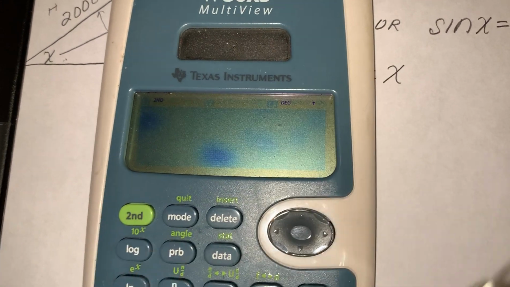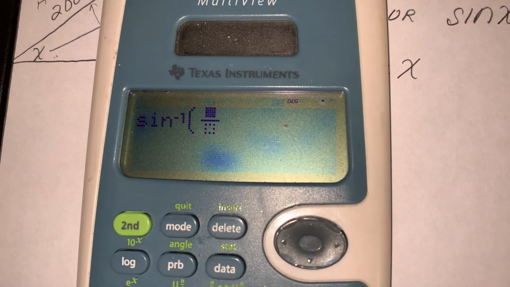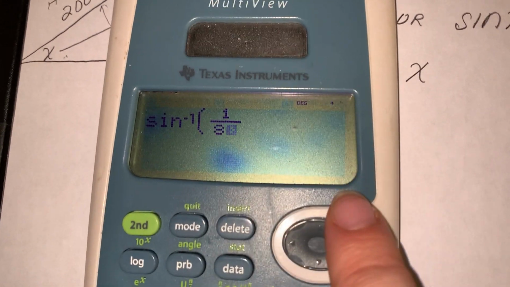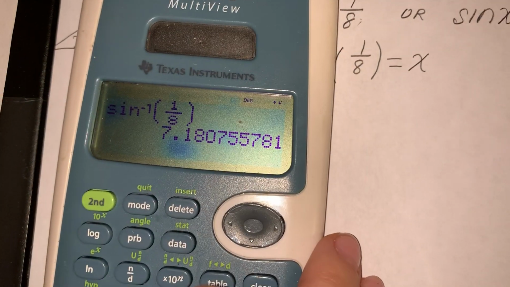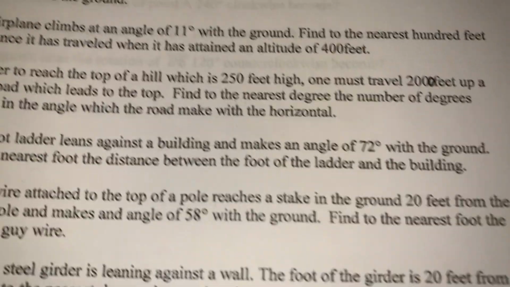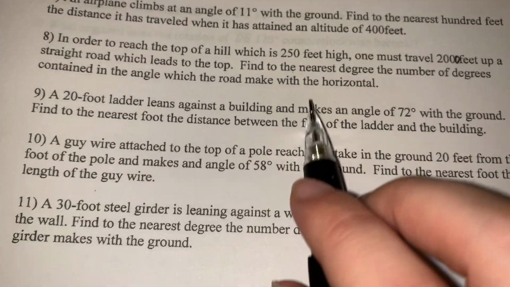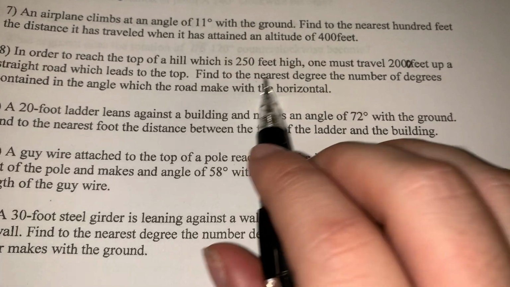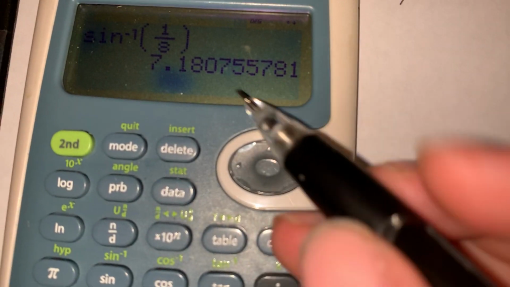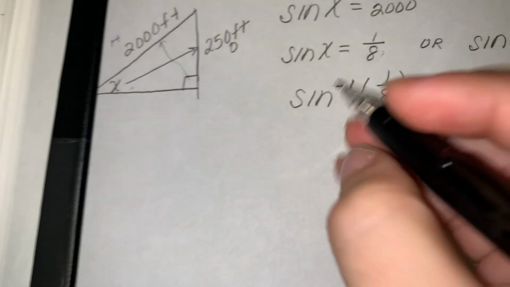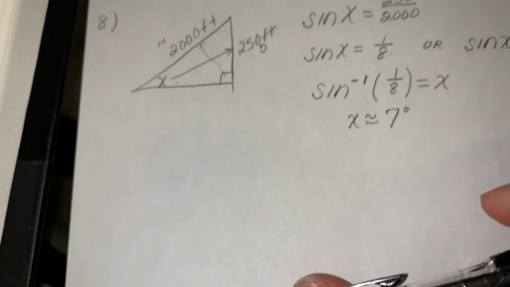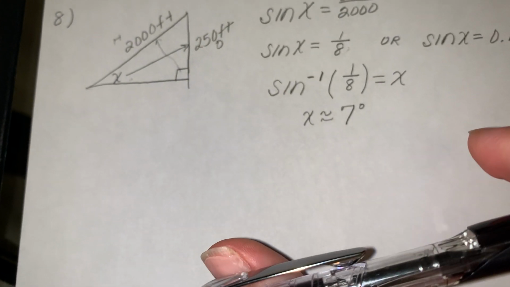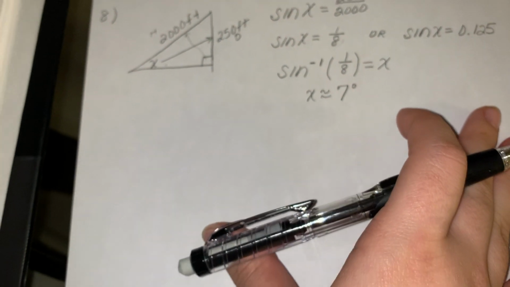So the inverse sine of 1 over 8, and I got 7.18. If I remember what it says here, it says to the nearest degree. So nearest whole number, that's 7. So that means that that angle is about 7 degrees. All right? So this is pretty much the gist of it. I'm going to do one more, which is number 10.